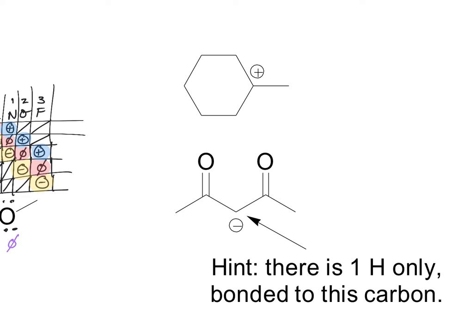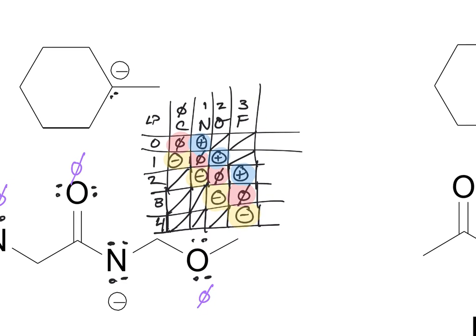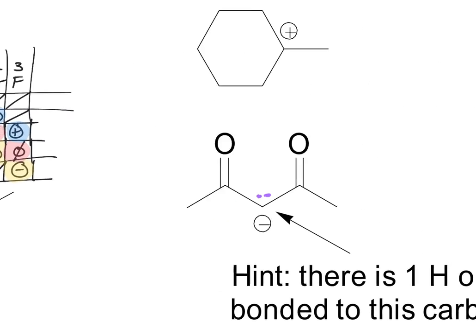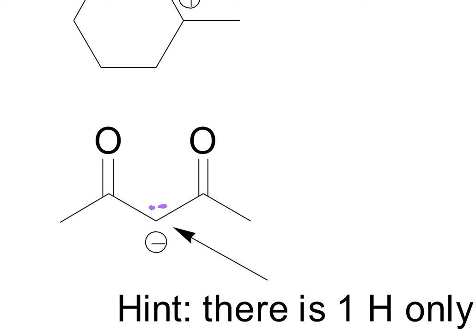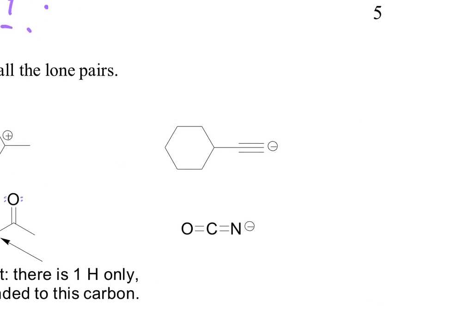All right. Hint, there's only 1 hydrogen bonded to this carbon. You shouldn't need a hint. There's a negative charge. That carbon's going to have a lone pair, right? 1 lone pair on the carbon, 3 bonds. The hydrogen is implied. You should just obviously at some point just know that. The oxygens are going to have 2 lone pairs because they have 2 bonds. Make sure they have an octet.